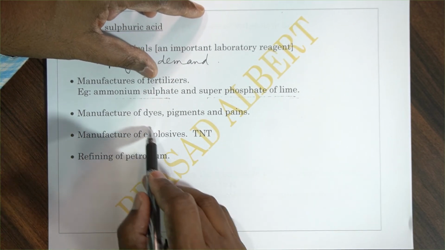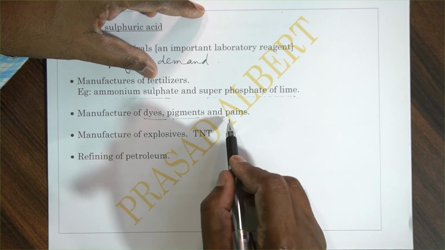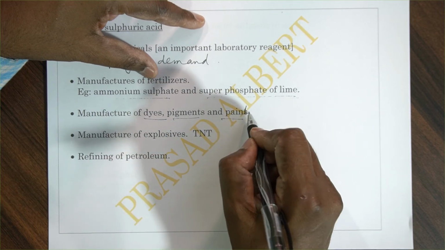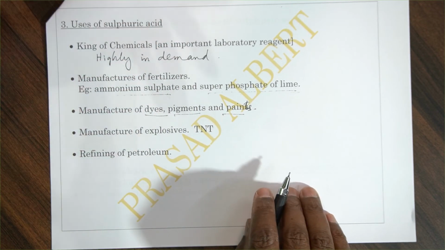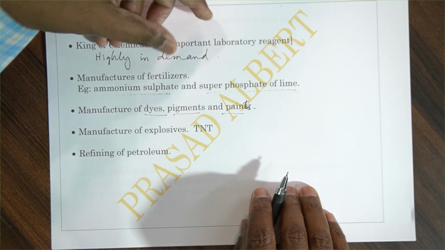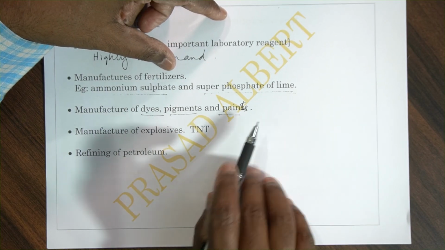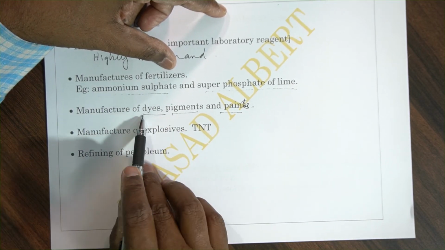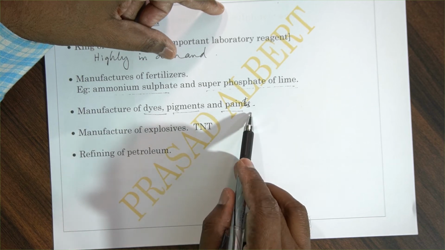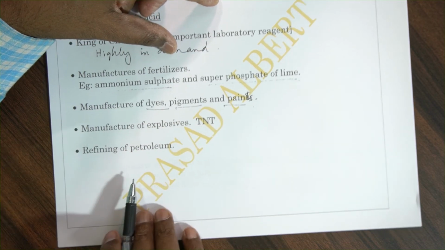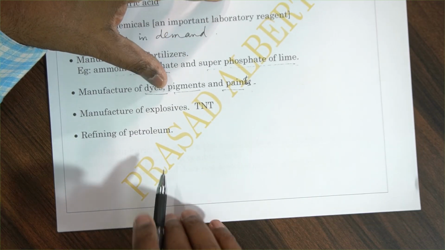Then we have dyes and some coloring pigments and also paints for buildings and any metal frames. The paints that we use, all kinds of paints, are manufactured with sulfuric acid. The manufacture of dyes, pigments and paint also requires sulfuric acid. So it is again industrially required.